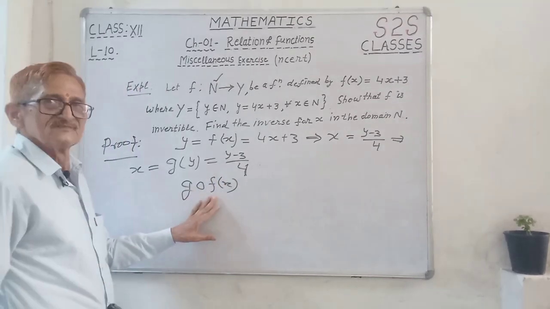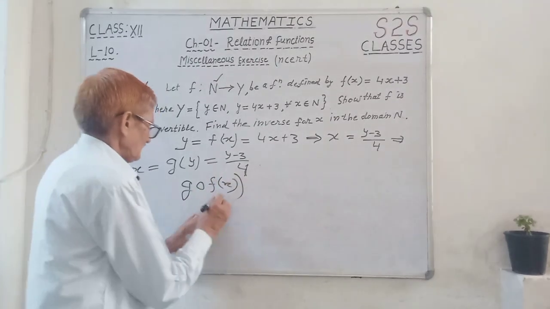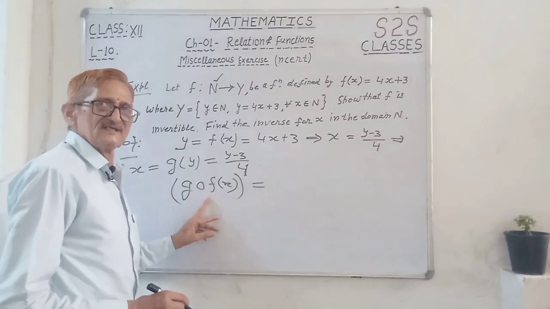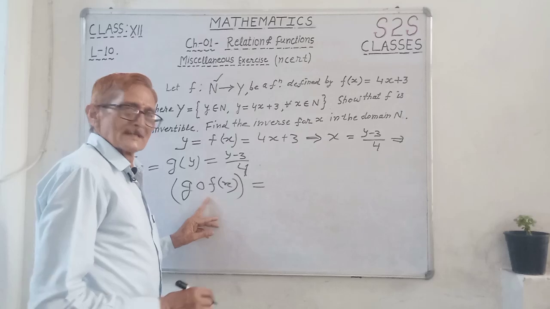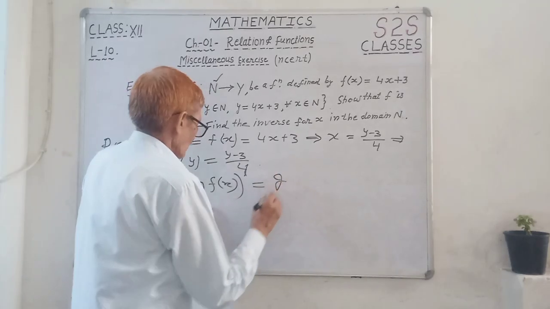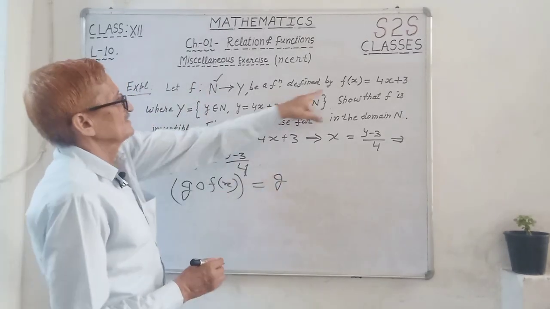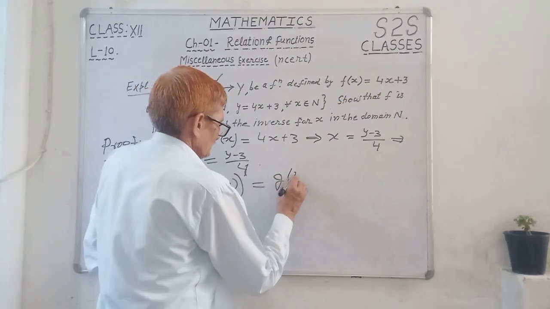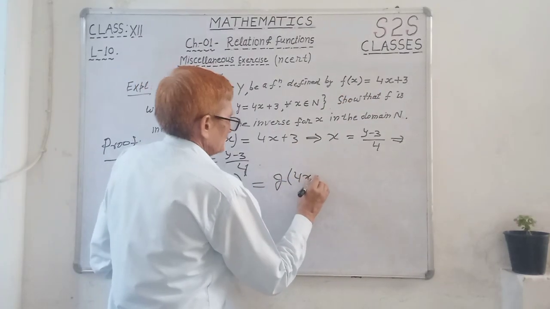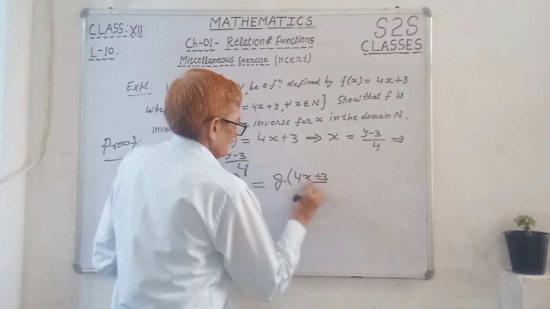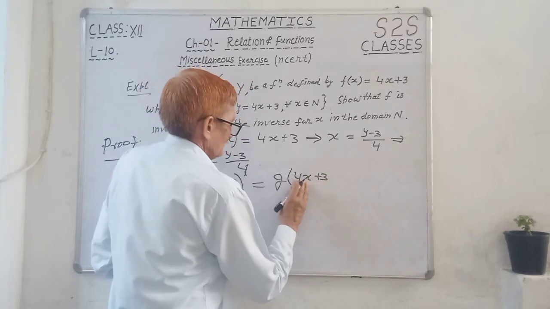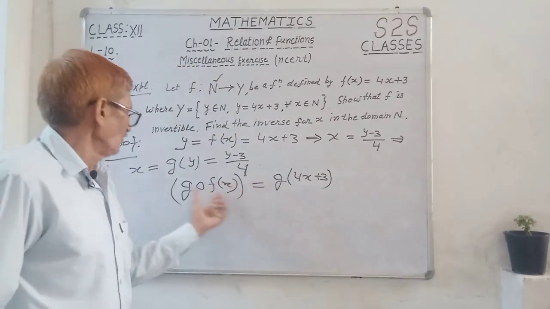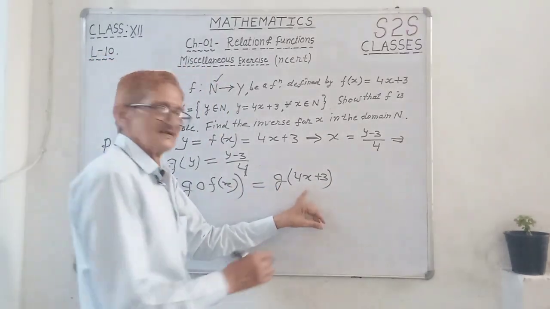Understand this? If this we want to find, what will be? The g function operates on f(x), and f(x) is our y, which is 4x plus 3. So g operates on the function f(x).